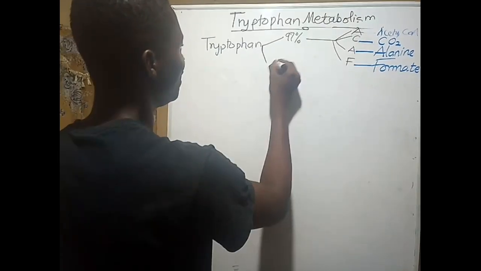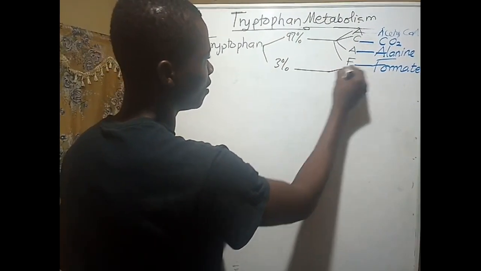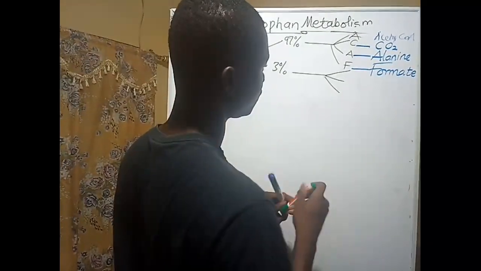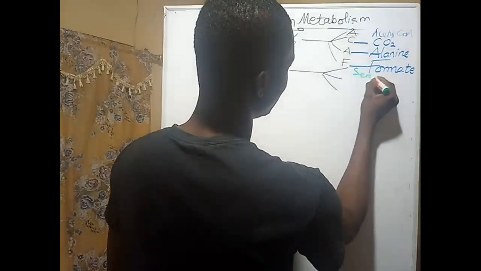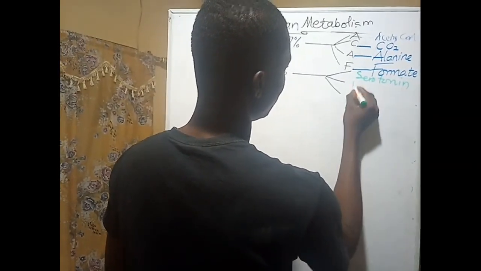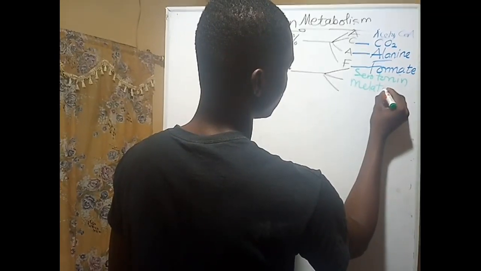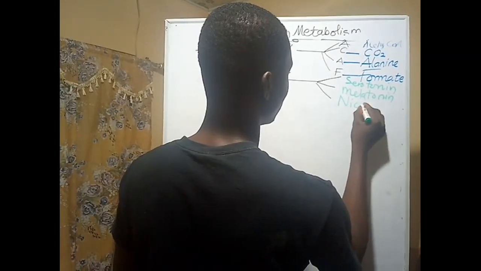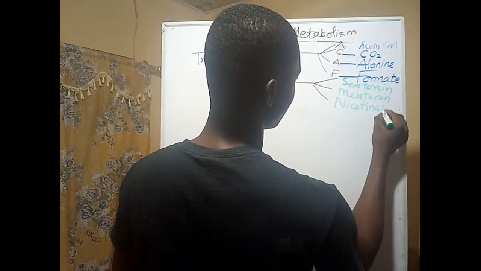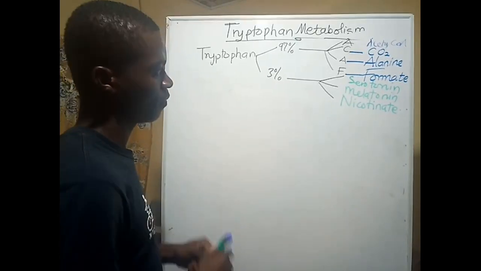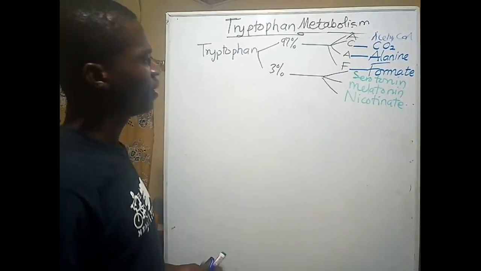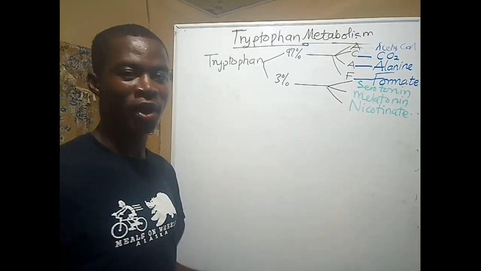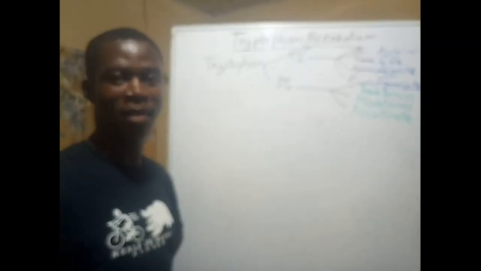Now, the remaining 3% produces serotonin, melatonin, and nicotinates. Now, tryptophan metabolism in the body has a lot of branch points. But in the human body, we are going to look at the major routes of metabolism.